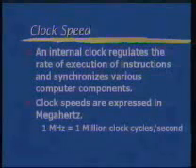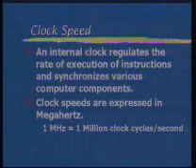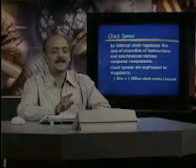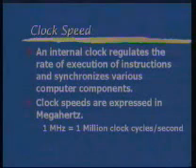Well, a clock is an internal device of a processor which regulates the rate of execution of instructions and synchronizes various computer components. Now, that is very important information. In addition, clock speed is expressed in megahertz. These are the 2 things which we would like to define.